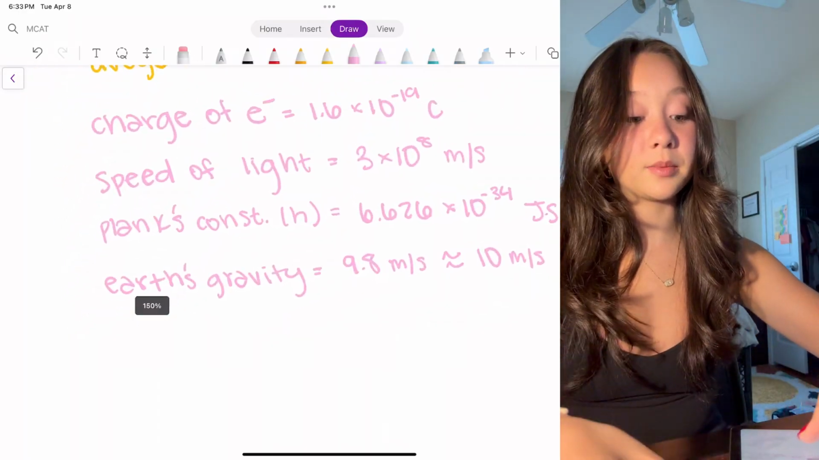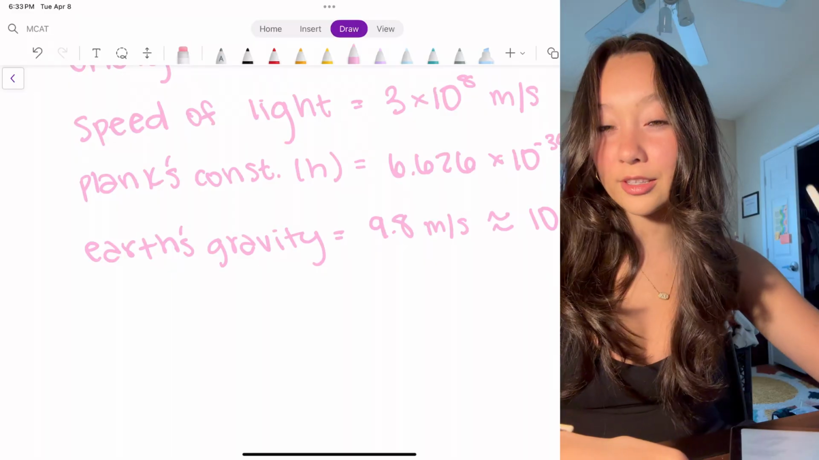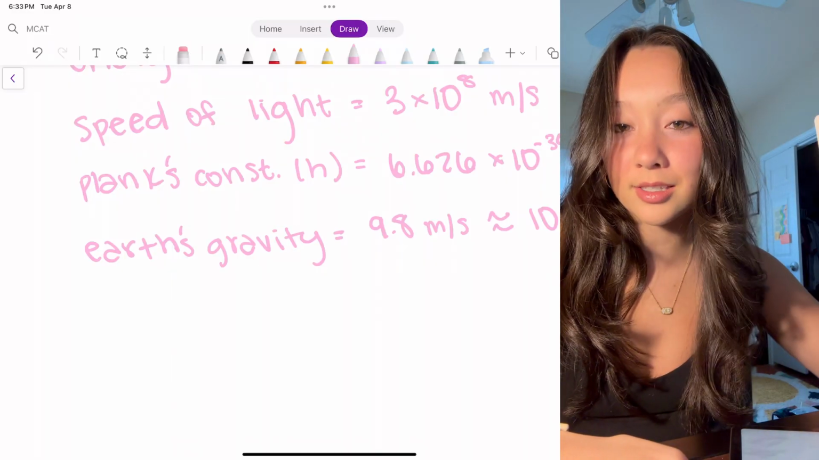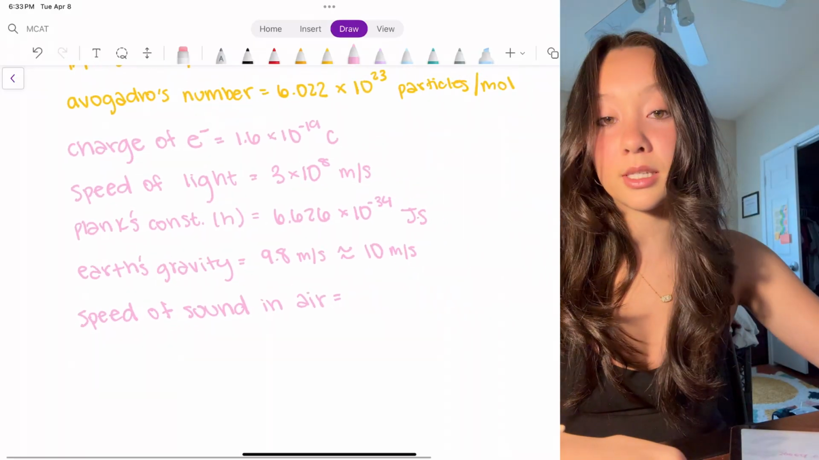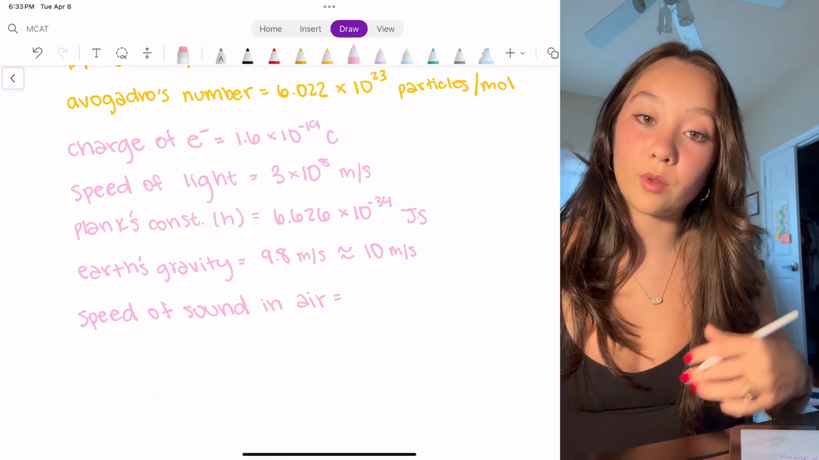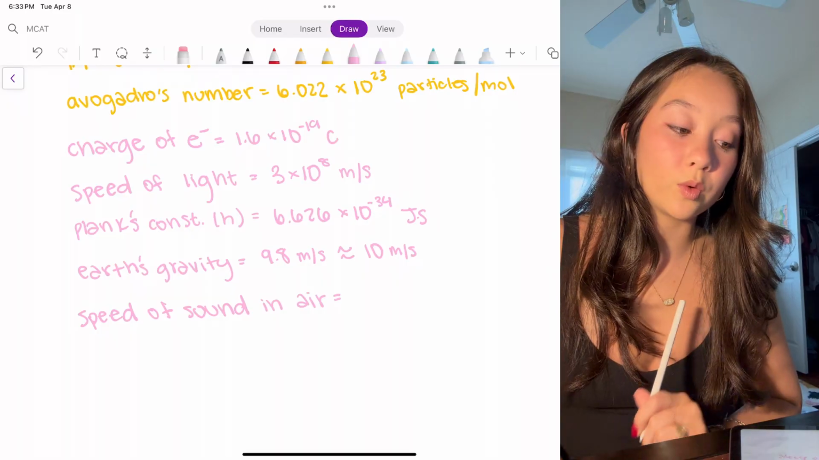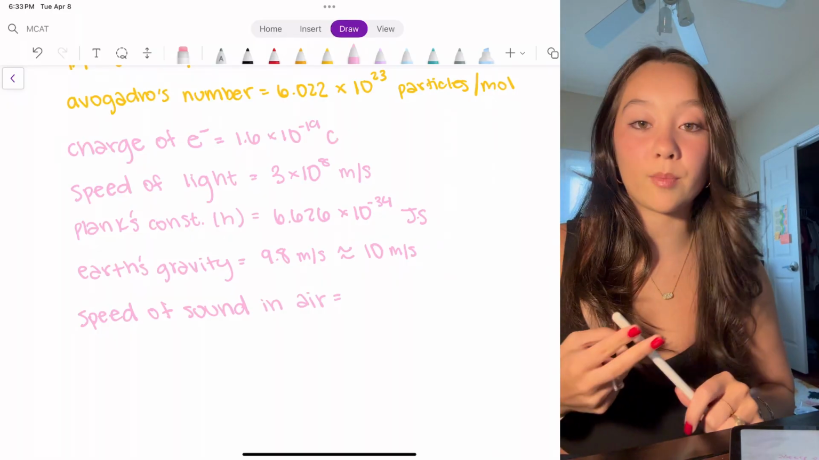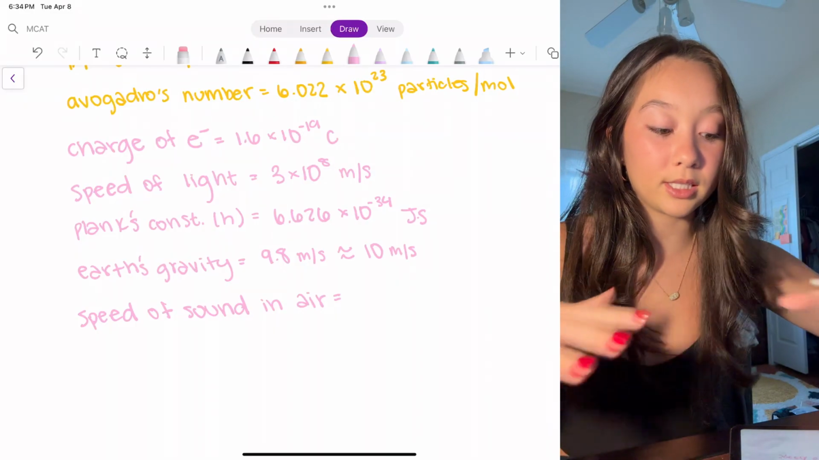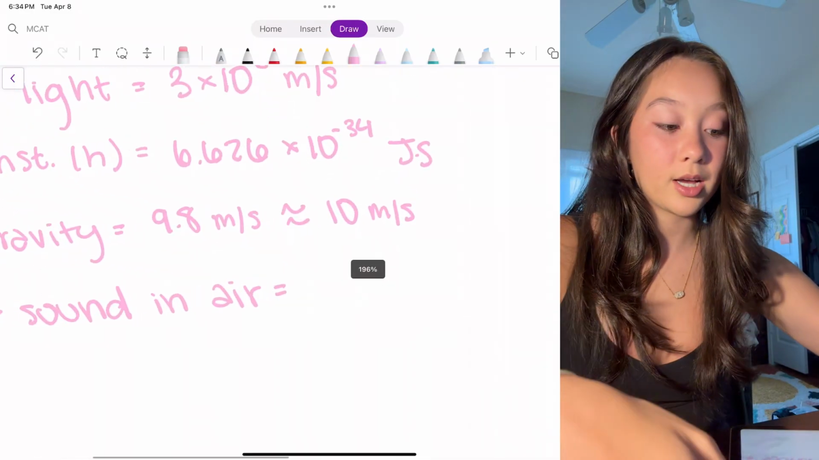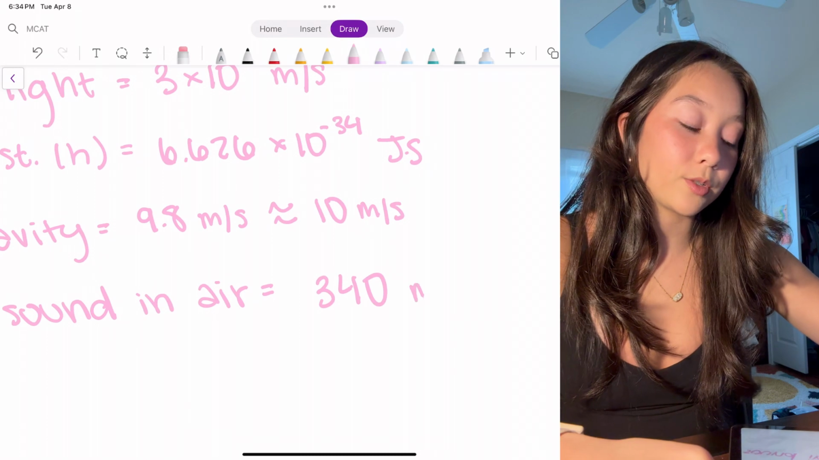All right, the speed of sound in the air. This one, again, is not as high yield. And the reason that I'm specifying in air is because sound waves do need a medium to travel through. So this speed will vary based on humidity, temperature, pressure, stuff like that, because it is medium dependent. But the standard speed of sound in air is 340 meters per second.